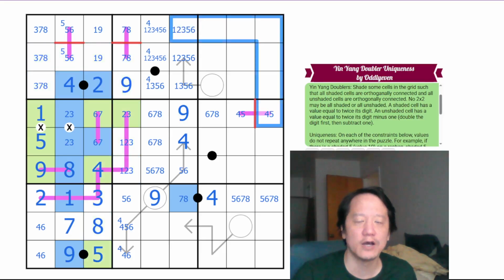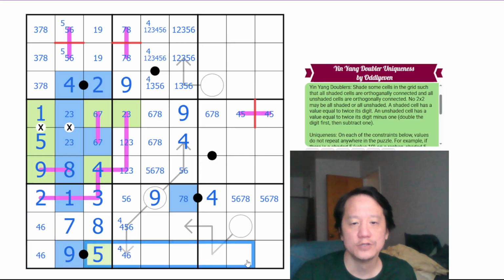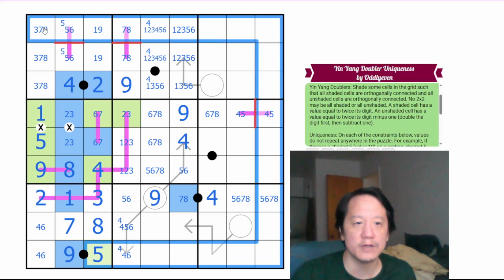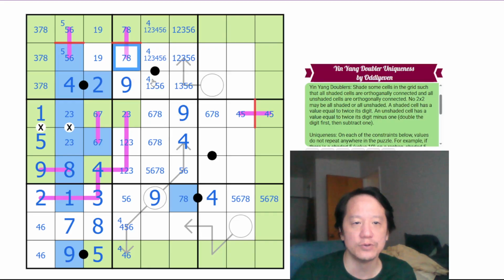So once you have a swap in shading, you know that this has to also be swapped in shading also. So this has to be all the same here. So these are all green. That makes this blue, this blue. This is a 2x2 area that's all blue, so that cannot be blue, that's green.